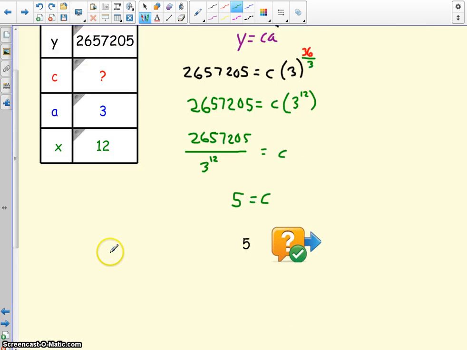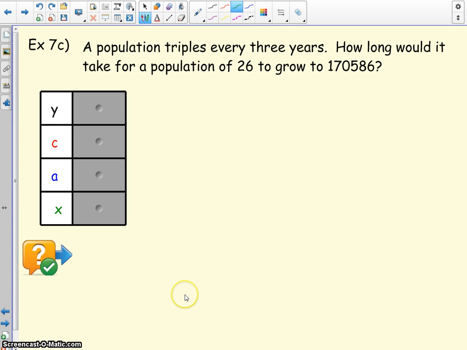Okay, so a couple more examples left, but we're going to have to finish this up in part 3, so we'll see you over there. Now, in the meantime, though, you could actually try 7c. It's another population problem, and again, we'll take it up when we see you there in part 3.